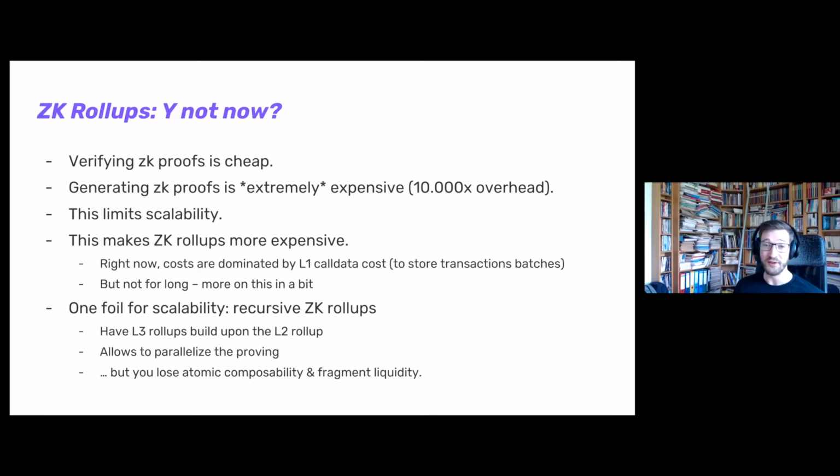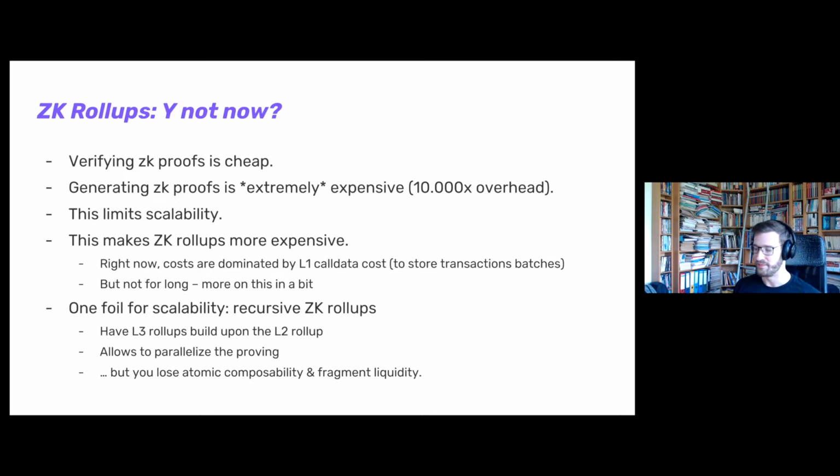So you can have layer 3 rollups running on the L2 ZK rollup. Basically it's just like an L2 for L1, but it's L3 for L2. What that gives you is that it allows you to parallelize the proving. So you can prove the L2 and the L3 separately in parallel. The problem if you do that is that you lose something called atomic composability.